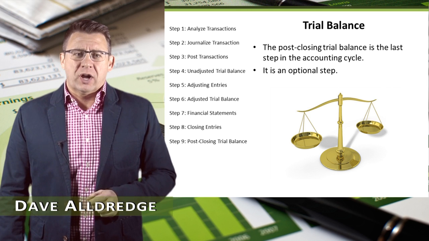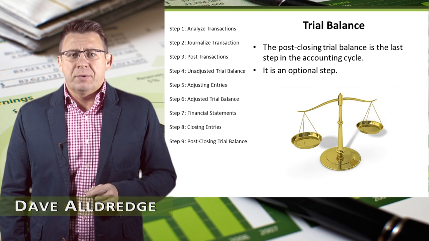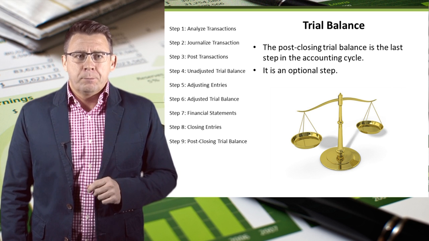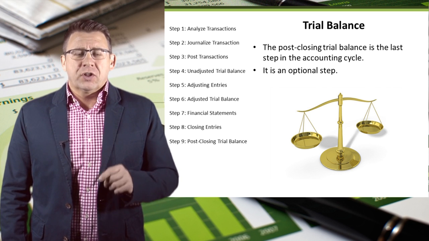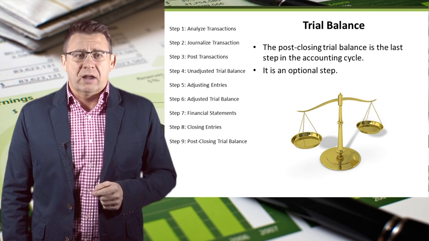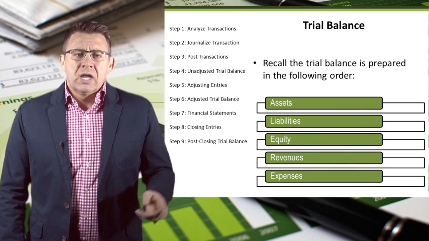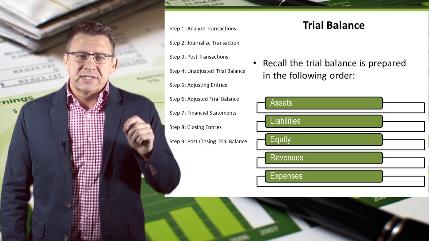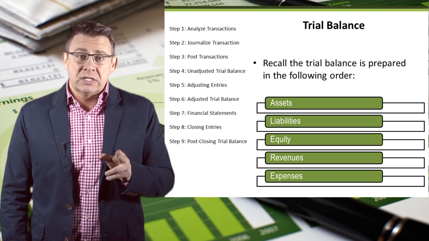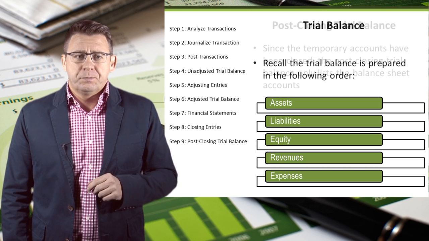Preparing the post-closing trial balance is the ninth step in the accounting cycle. This is also an optional step. It is prepared after the closing journal entries, and its purpose is to verify that the temporary accounts have been closed. Let's remember that the trial balance lists accounts in the following order: assets, liabilities, equities, revenues, and expenses.